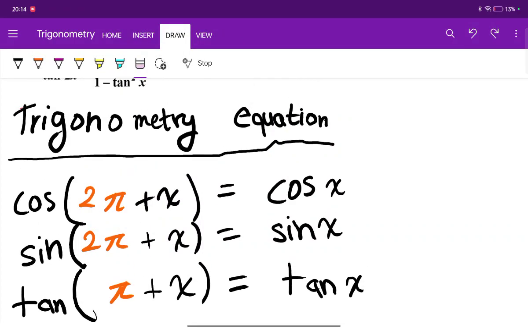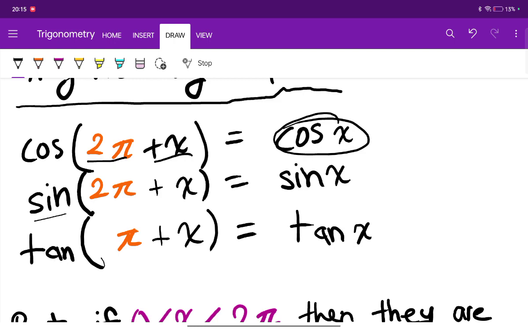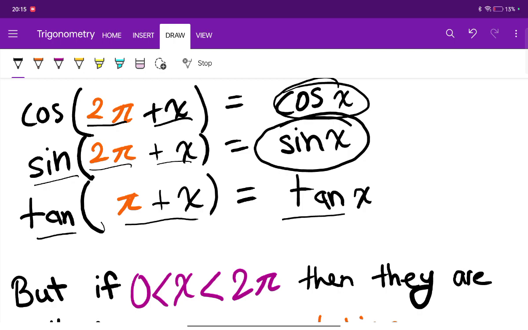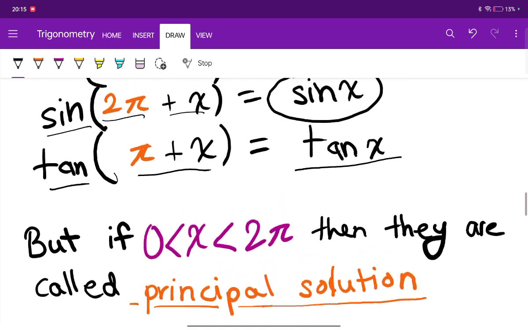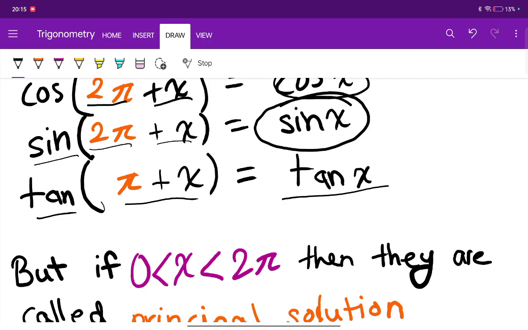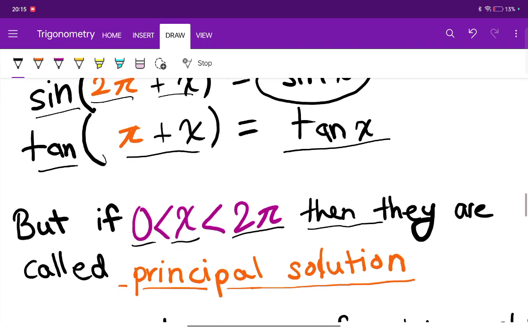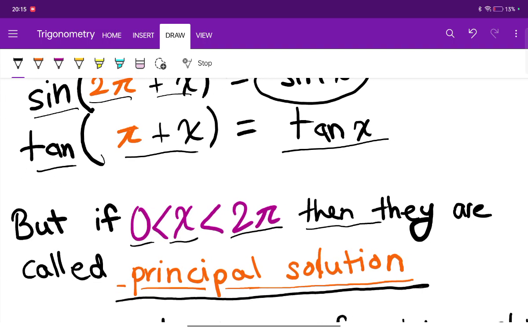Trigonometric equations. We know that cos(2π + x) is equal to cos x. sin(2π + x) is equal to sin x. tan(π + x) is equal to tan x. But if in all of these, x was between 0 and 2π, then they are called principal solutions.